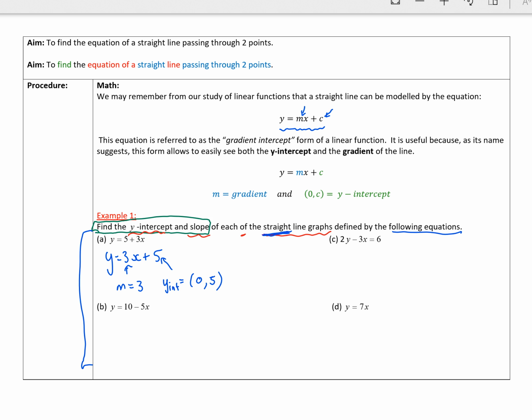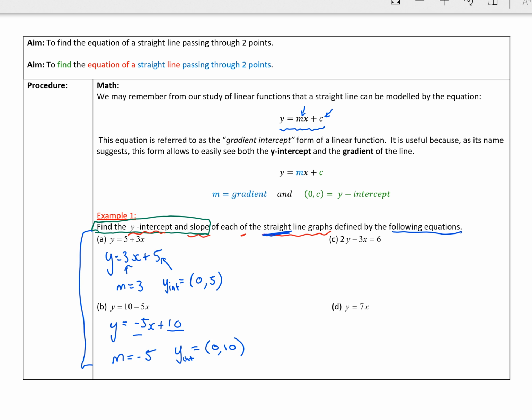Let's extend this to part b. Once again, it might help us to rewrite this as negative 5x plus 10. It's the same thing as 10 minus 5x. And we can see our gradient, m equals negative 5, and our y-intercept is 10, so we'll say the y-int is equal to 0, 10.